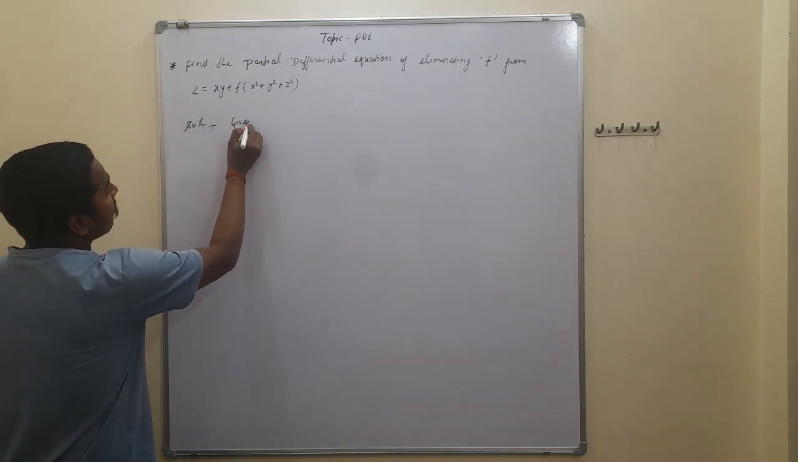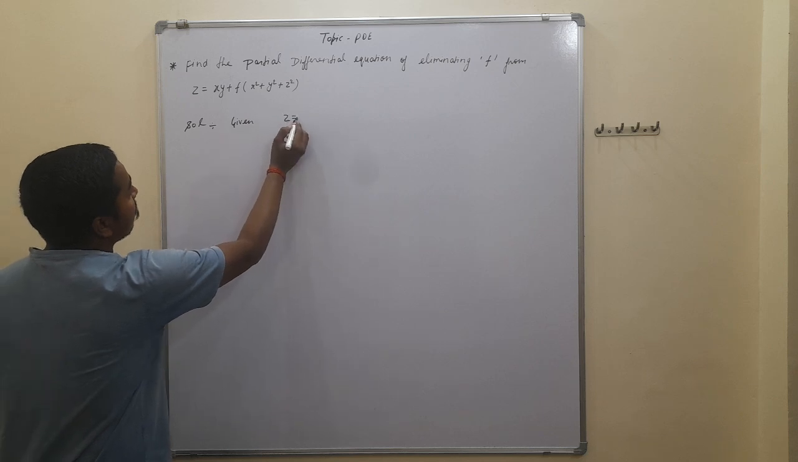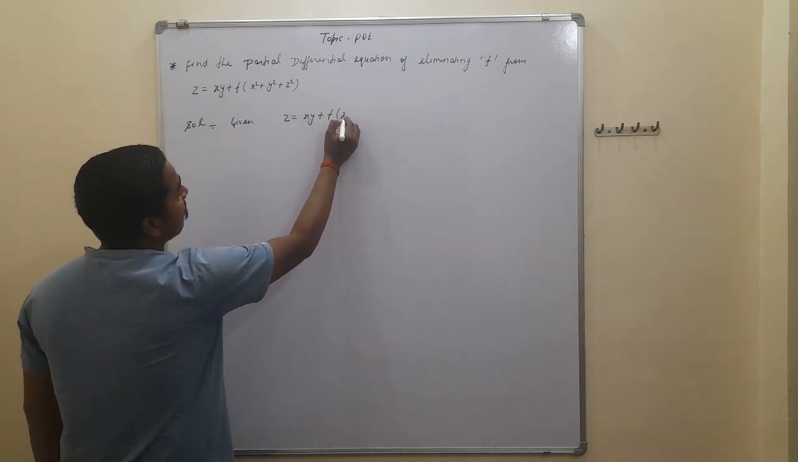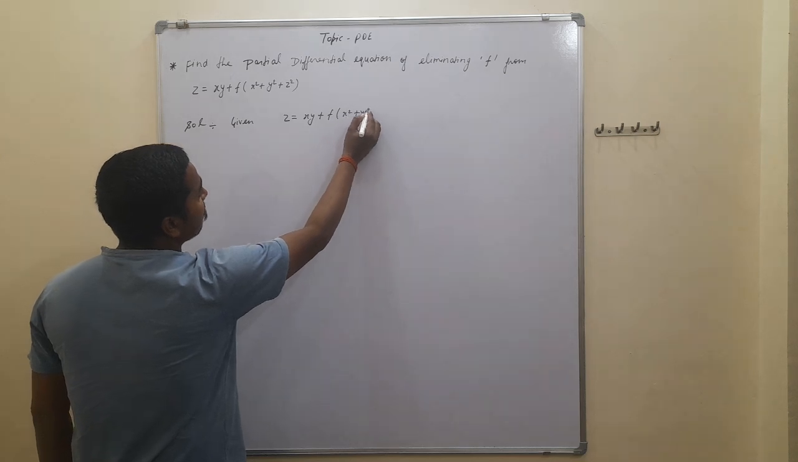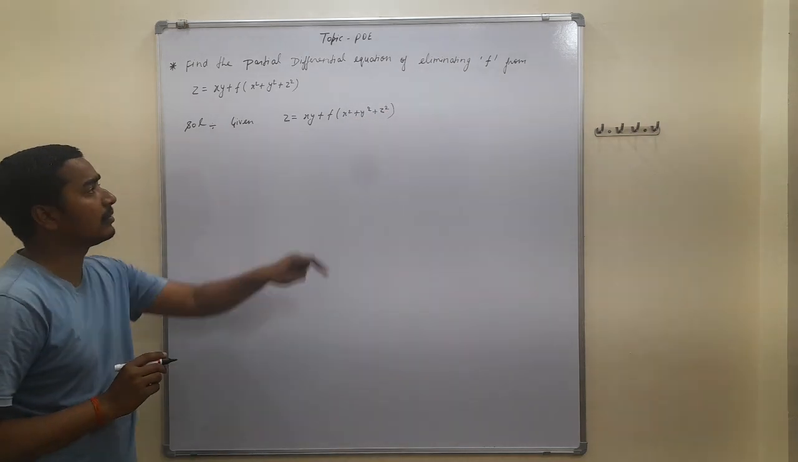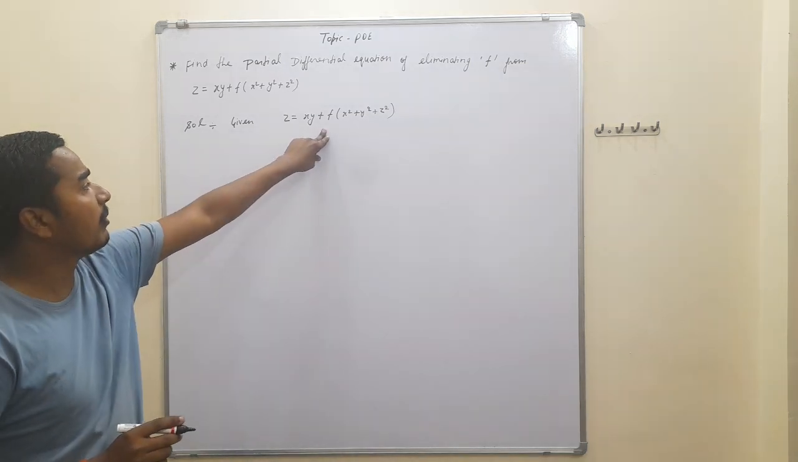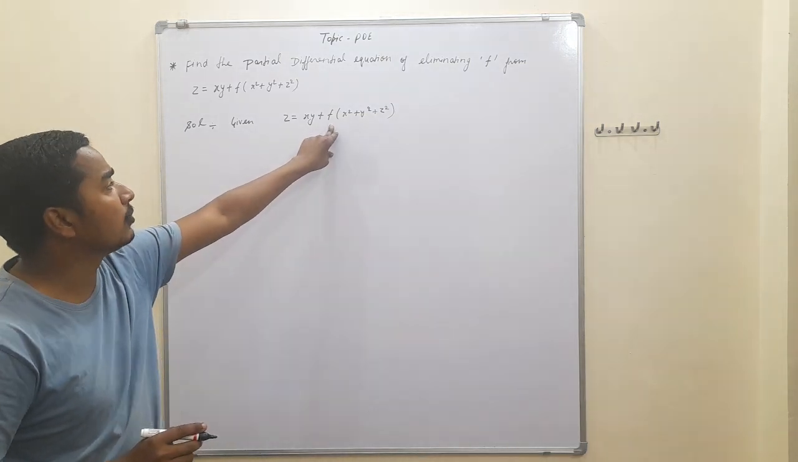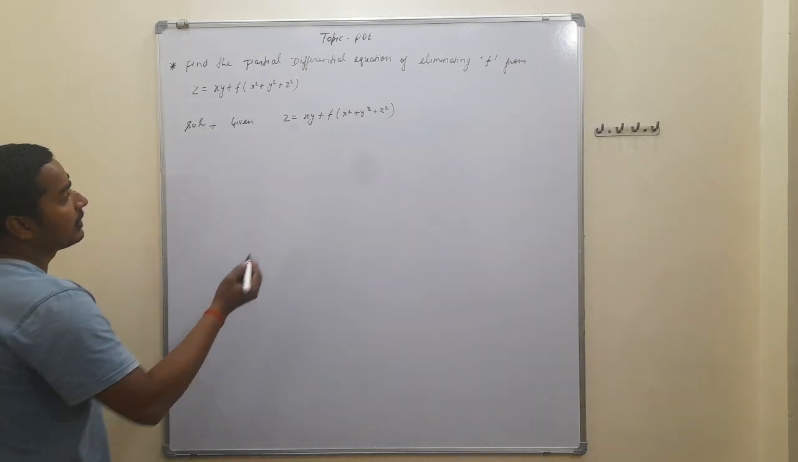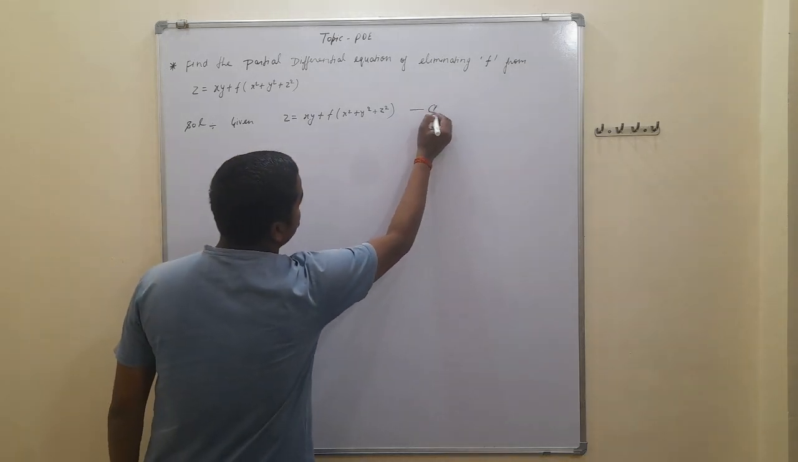Given z = xy + f(x² + y² + z²), and we have to eliminate the arbitrary function f to form the partial differential equation. Let this be equation 1.